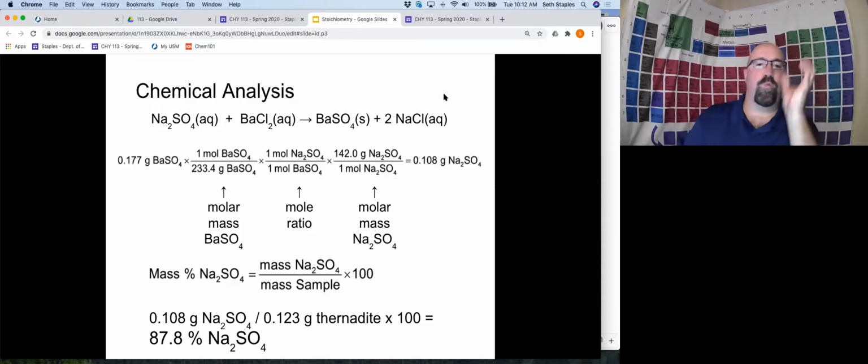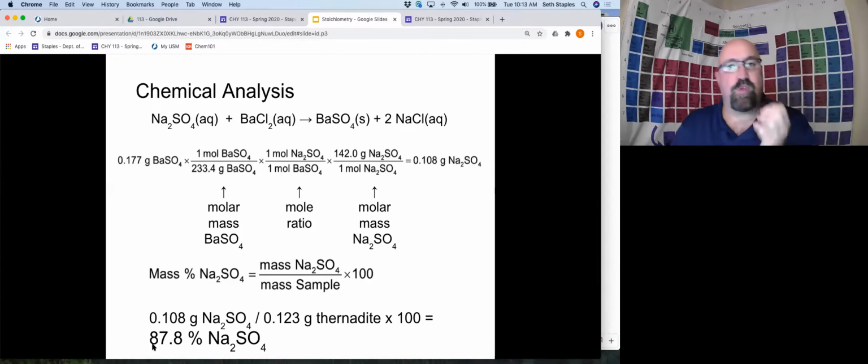And so remember what we've just done then is we've calculated the amount of sodium sulfate that had to have been present in our original sample. We're going to go ahead and take that amount, the 0.108 of sodium sulfate that was present, divide that by the total amount of sample that we had in the beginning, which was 0.123 grams, multiply by 100 to convert to a percent, and we see that the thernodite, the mineral that we had to begin with, had to have consisted of 87.8% sodium sulfate.